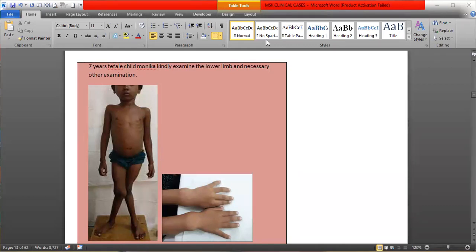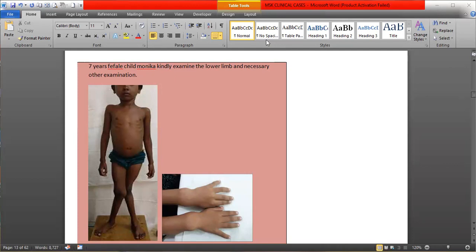Then I look at her face. Is there any frontal bossing present or not? Yes, frontal bossing is there. Then I ask her to open her mouth and see her dentition. Dentition is poor, with crowding and caries. Is there any delayed dentition?